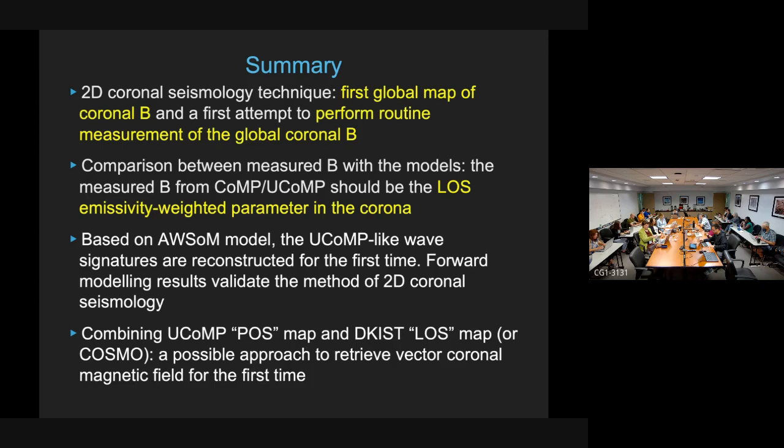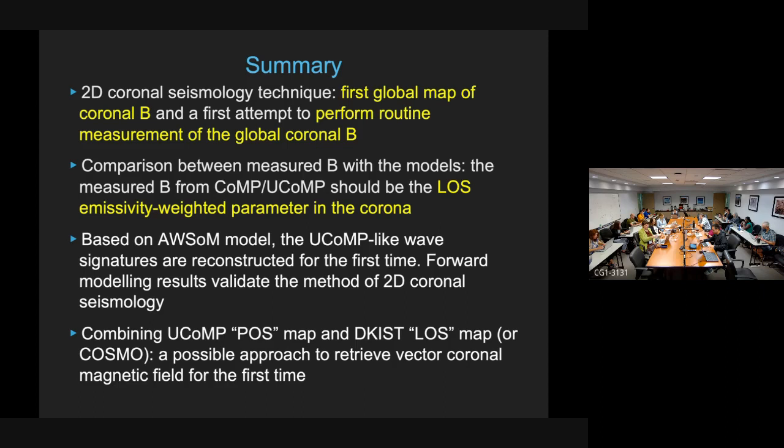Question. If I saw that right, the emissivity weighted maps come up with a lower field. Is that correct, from what you had gotten from your analysis in UCoMP? You mean by this kind of weighting, we should expect some lower magnetic field? Yeah, that's what I thought I saw. Yeah, I think it is true.